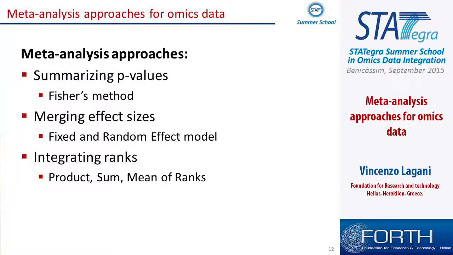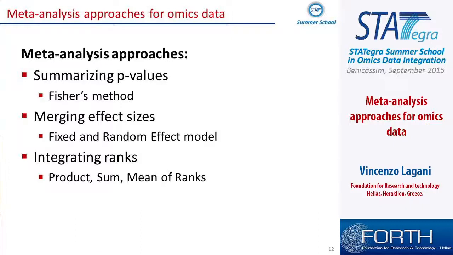Then you have instead combining effect sizes. Here the question is a little bit different. You don't want to understand only if your findings are significant. You also want to estimate the biological relevance, the biological effect, how much your condition, whatever you are studying, has an effect. And then, these ranking methods are not often listed as meta-analysis approaches, but when you want to perform meta-analysis, you can also combine ranks instead of statistics, effect sizes or p-values. And we will see different ways of integrating ranks.